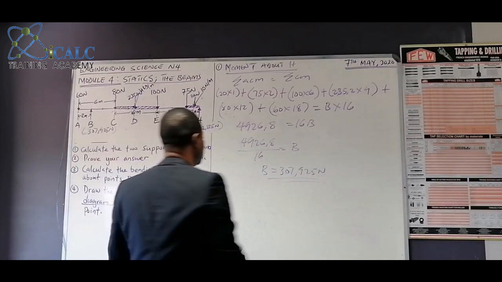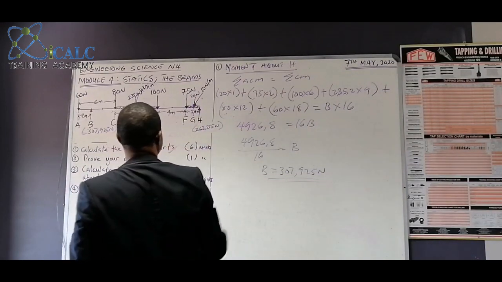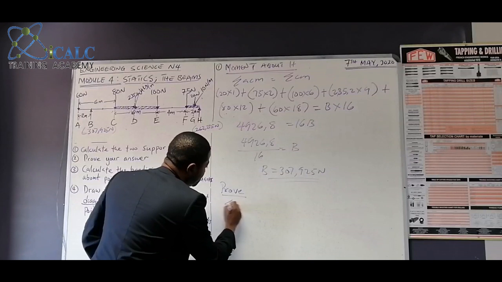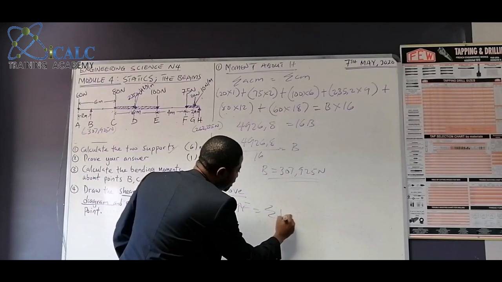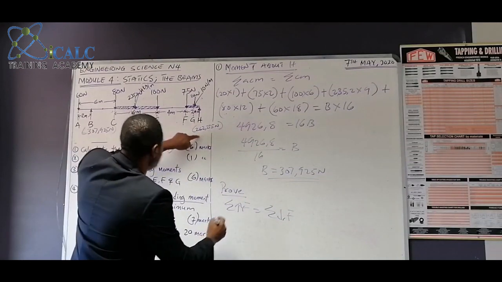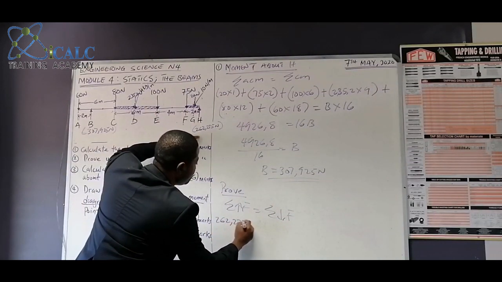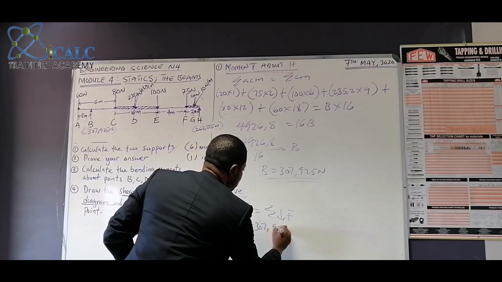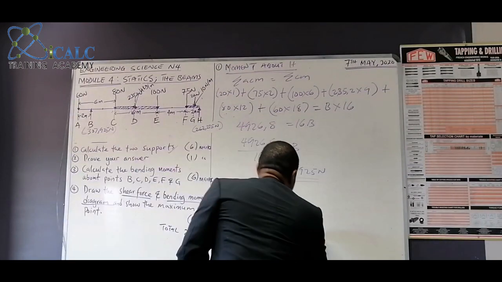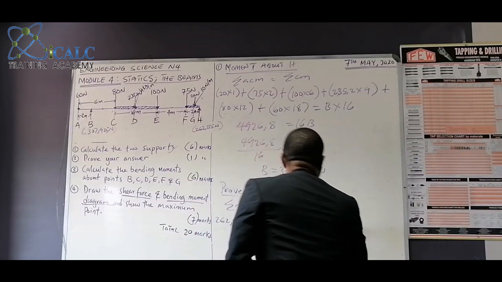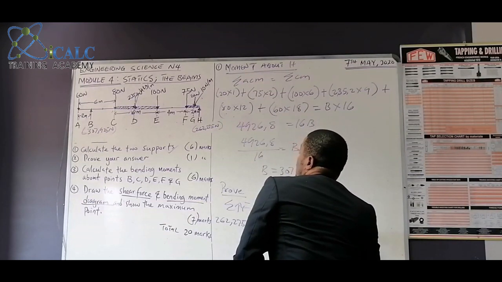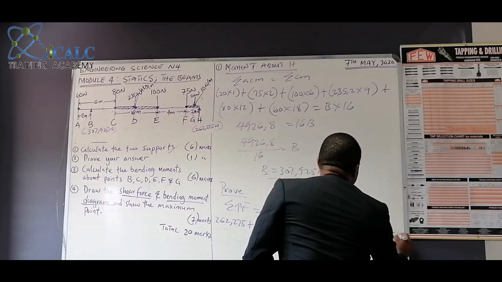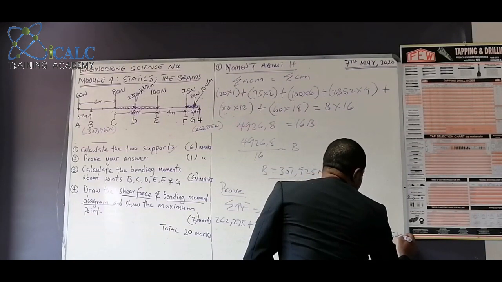So now let's check the second. We've done the first question. The second question, prove your answer. To prove, we say the sum of upward forces equals the sum of downward forces. For our upward forces, we have 262.275 plus 307.925 will be equals to downward forces. We have 60 plus 80 plus 235.2 plus 100 plus 75, and of course plus 20.